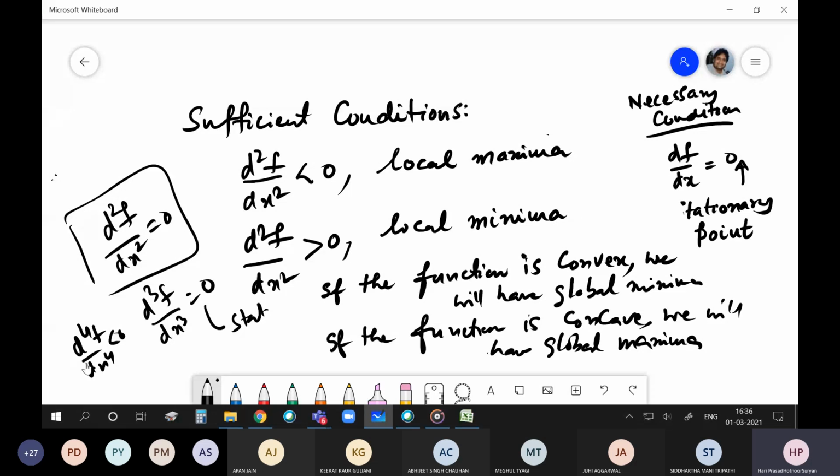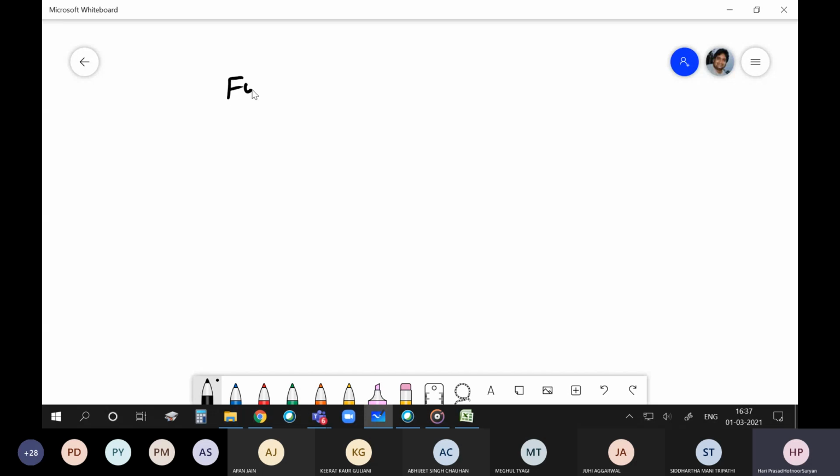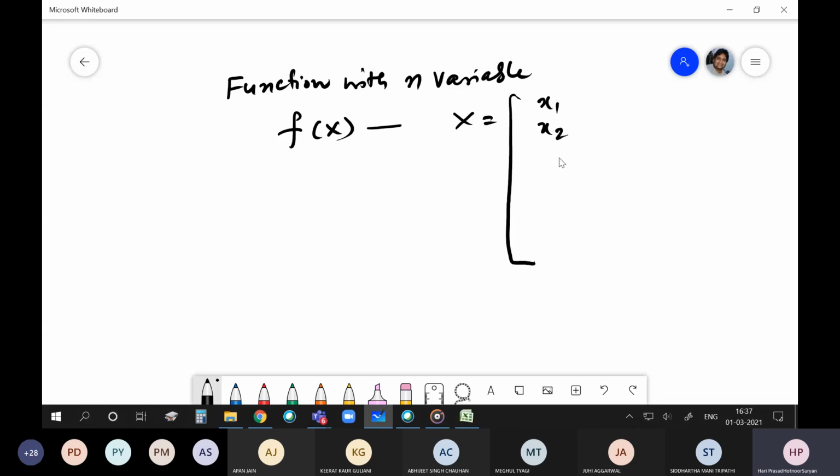local minima, local maxima and global maxima for a function of one variable, which I think you would have done in your intermediate studies. Now let us make it much more complex. Now I have a function with more than one variable, a function with n variables. That means my f is a function of x, where x is a vector of x1, x2, x3, up to xn.